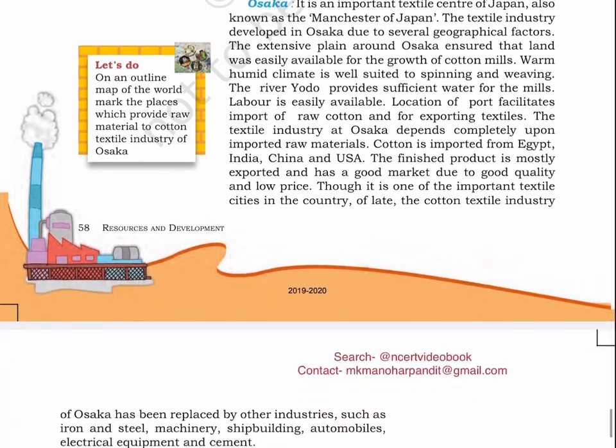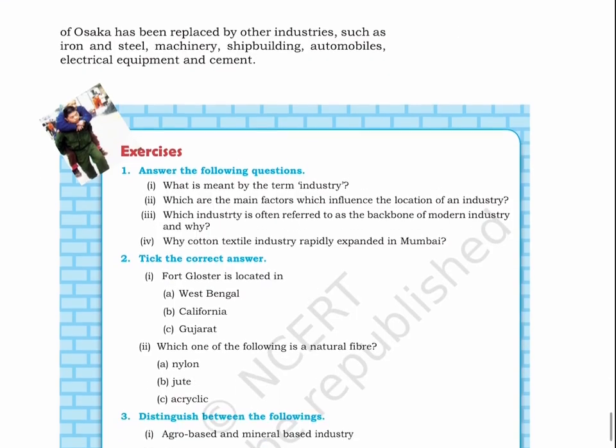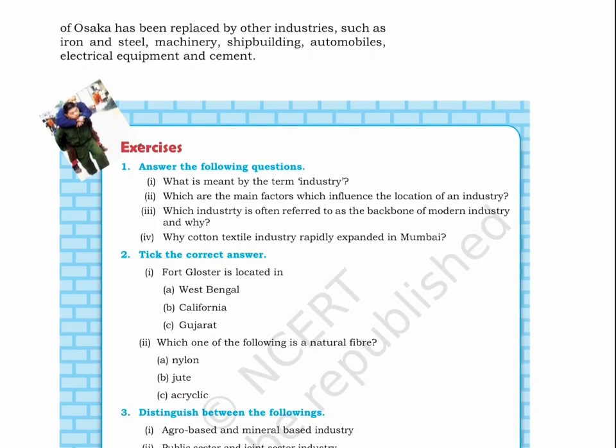Page number 59. Exercises. Number 1. Answer the given questions. First, what is meant by the term industry? Second, which are the main factors which influence the location of an industry? Third, which industry is often referred to as the backbone of modern industry and why? Fourth, why did the cotton textile industry rapidly expand in Mumbai?